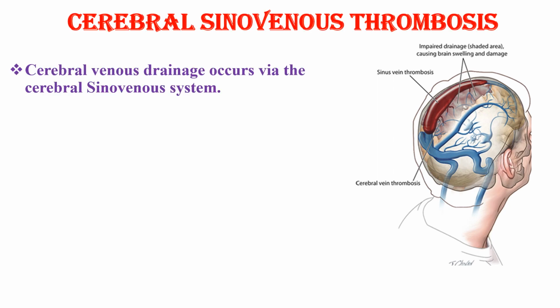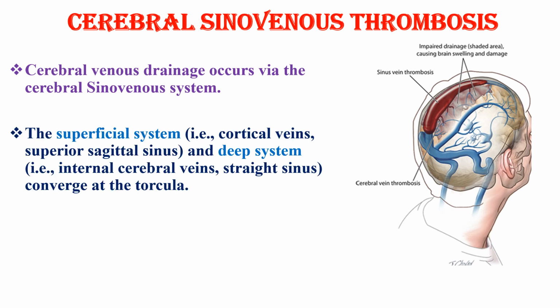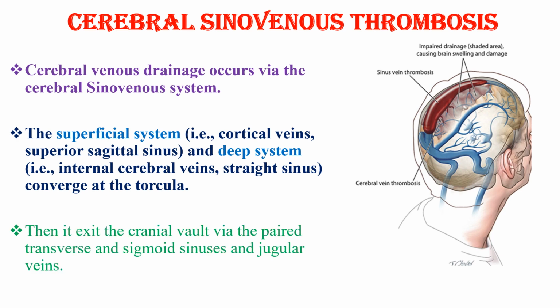Cerebral sinovenous thrombosis. Cerebral venous drainage occurs via the cerebral sinovenous system. The superficial system, such as cortical veins and the superior sagittal sinus, and the deep system, such as internal cerebral veins and straight sinus, converge at the torcula. Then it exits the cranial vault via the paired transverse and sigmoid sinuses and the jugular veins.